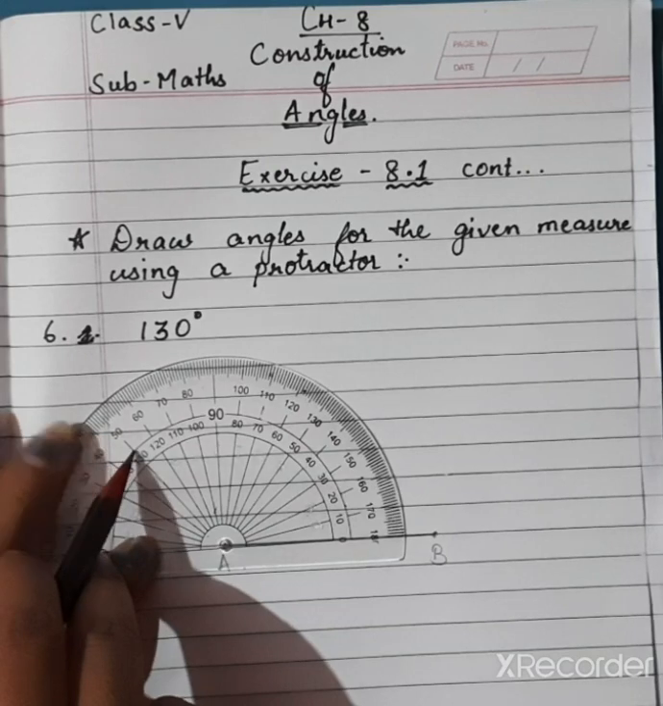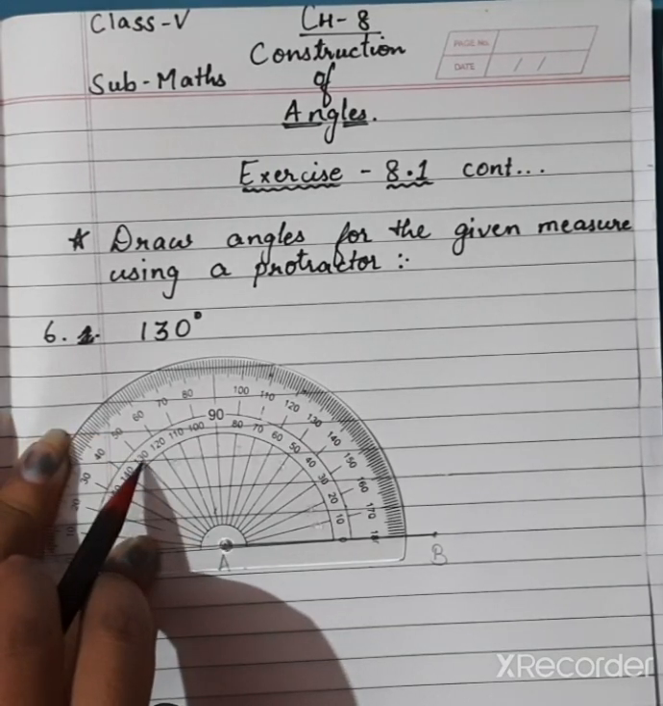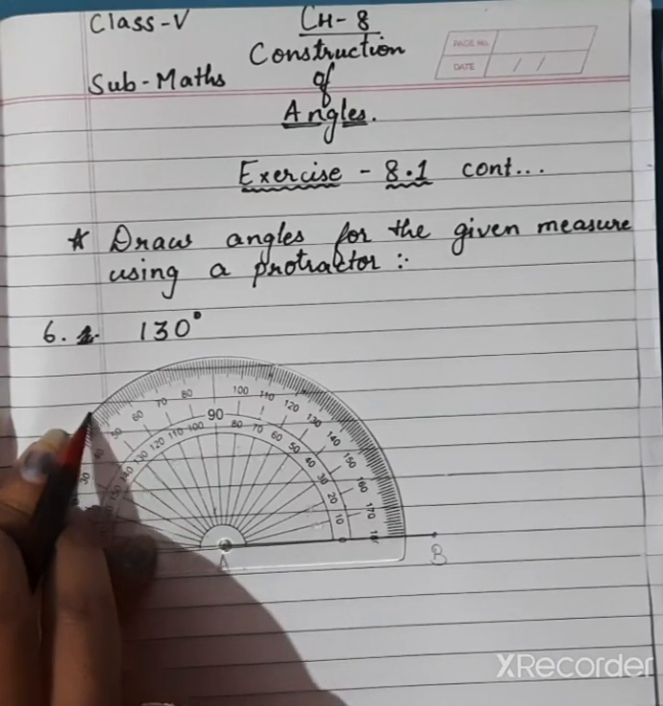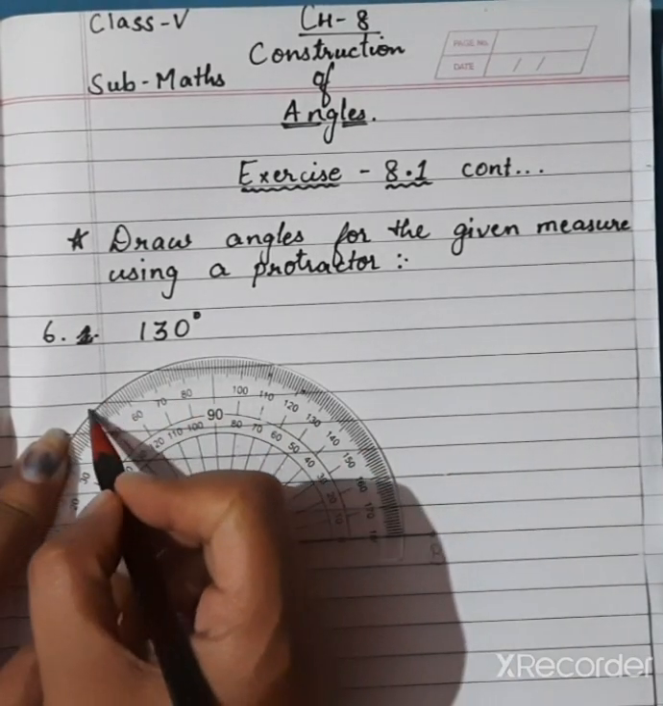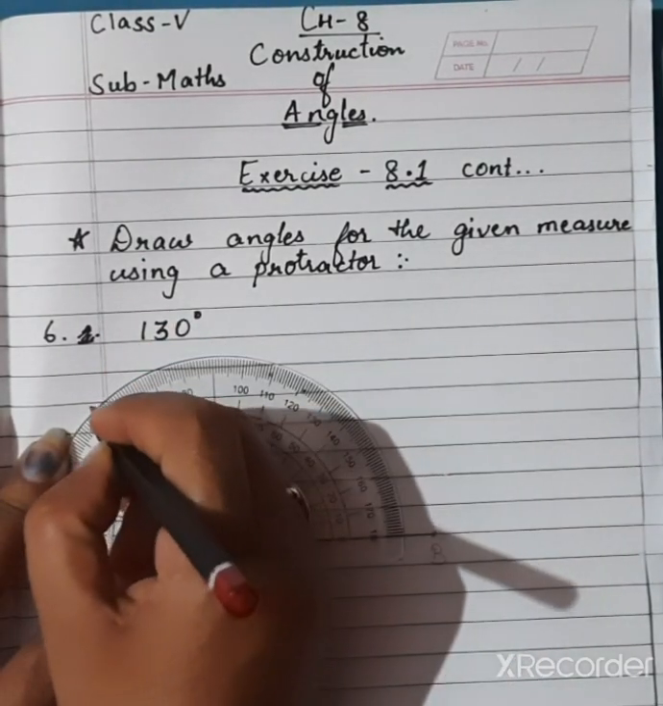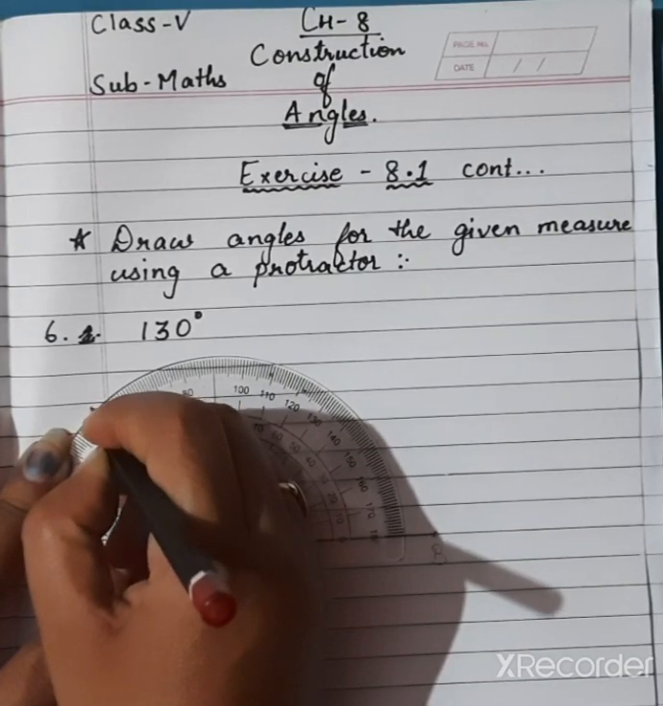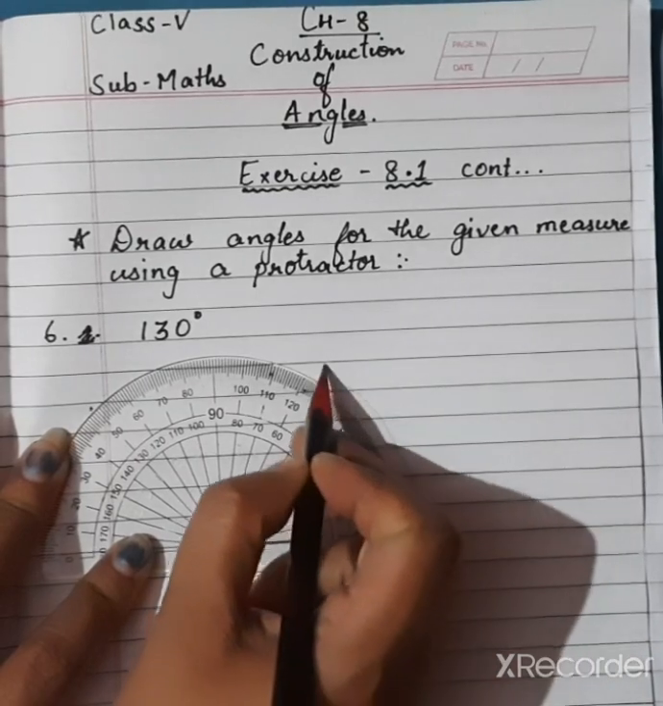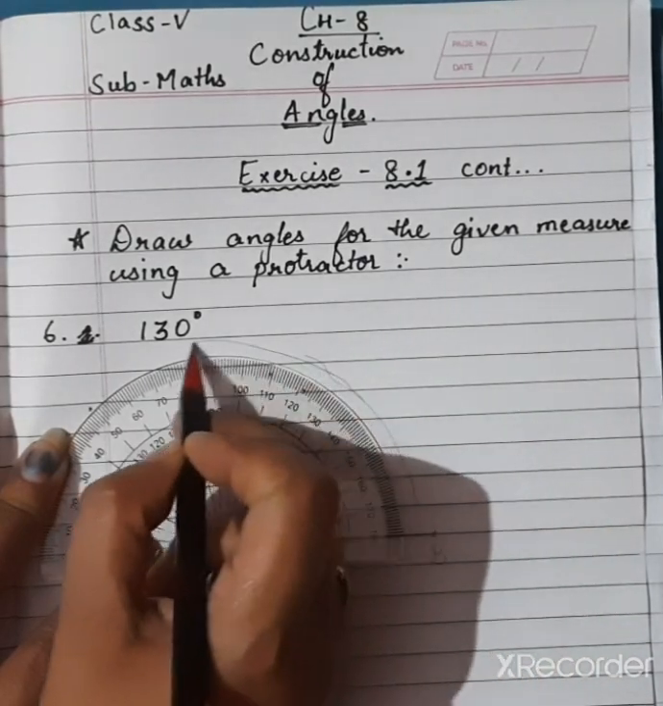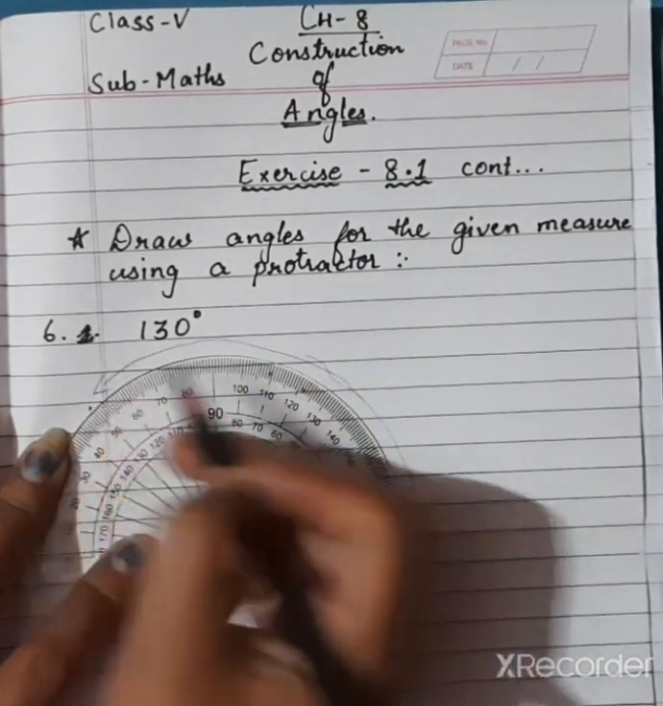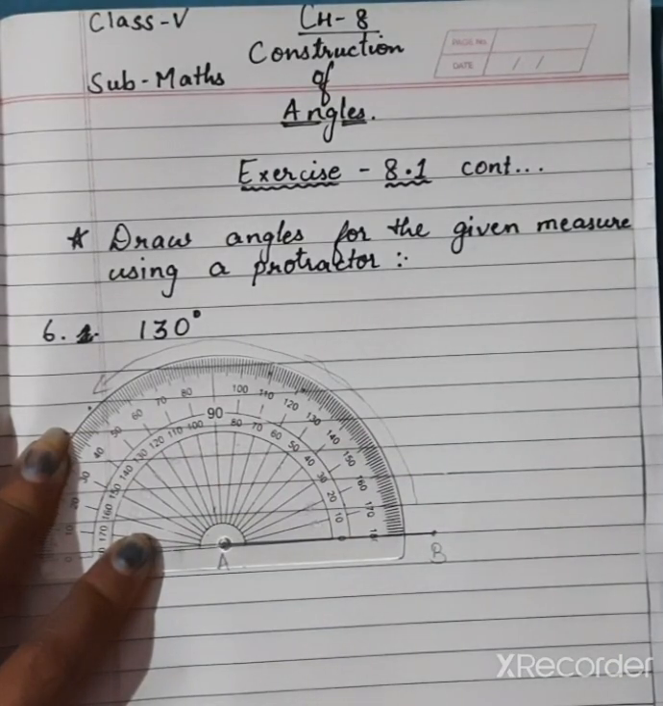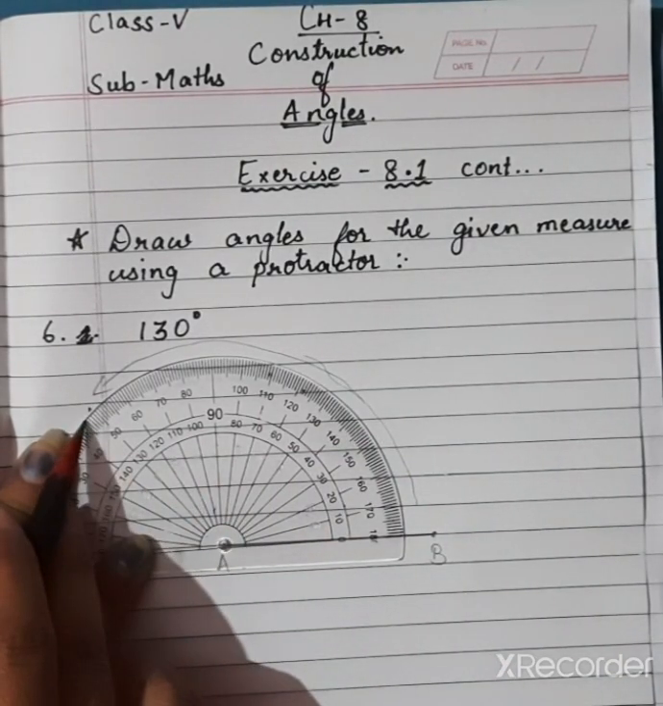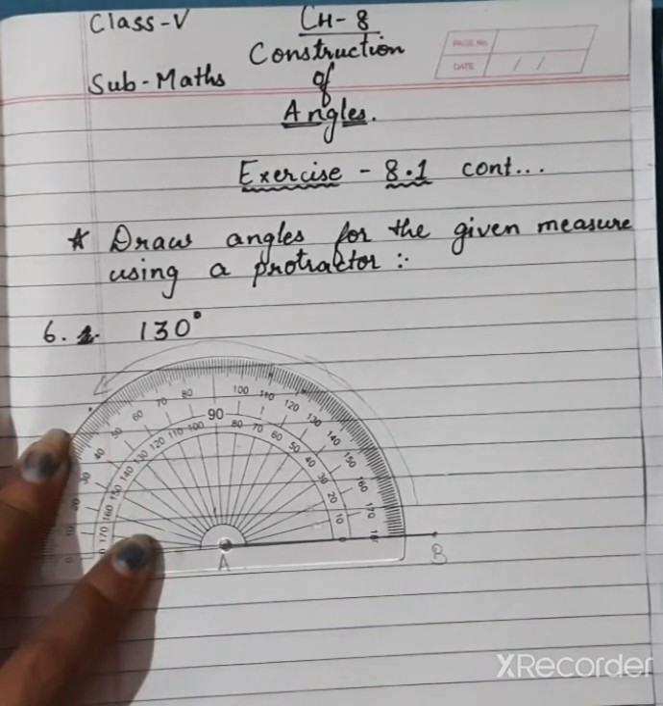Here it is. Can you see this one? Here it is 130. In front of it is 50, there you have to mark it down as 130 degrees. From here I have moved to this side. So from 0 to 130 I have marked down.